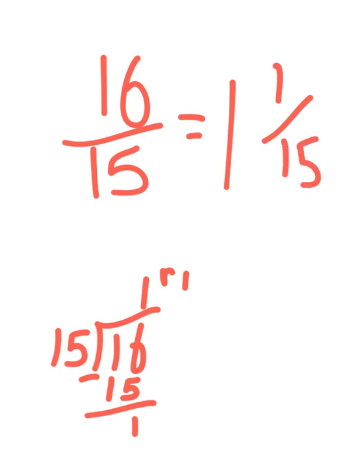Because the denominator stays the same, and the remainder is your new numerator, and your answer is your whole number. So 1 and 1/15 is our answer. Woo! Let's do another one and see how we do.